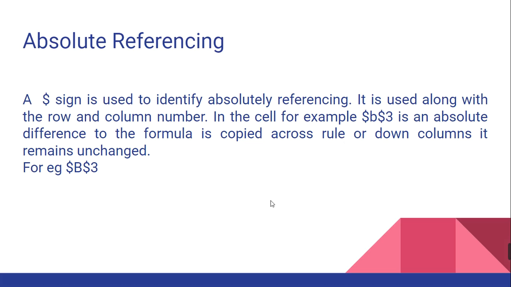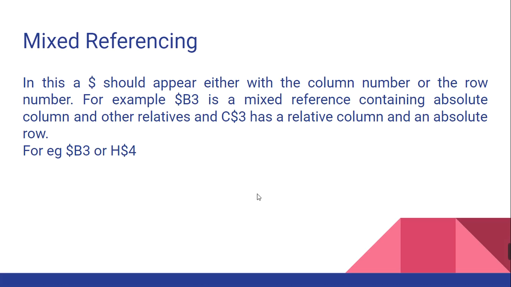Now let us go through the last type of referencing, which is called the mixed referencing. As the name suggests, it is a mixed type of referencing where either the row changes or the column changes, or in other words we can say either the row remains fixed or the column remains fixed while copying the formula from one cell to another cell. So for doing that, as I have already told you, whichever thing we have to keep fixed, which need not be changed, before that we have to put the dollar sign.